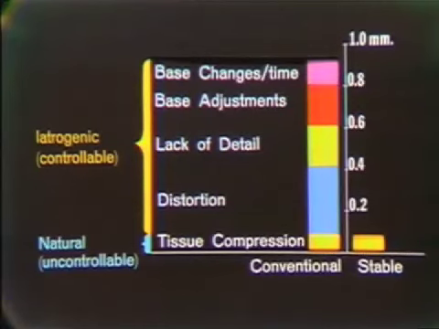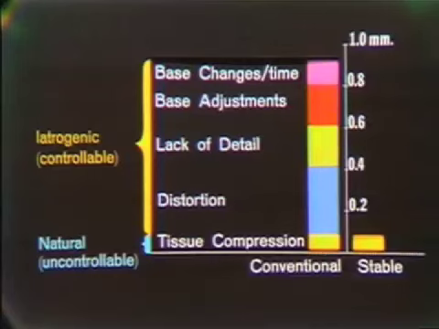We also could have base change over a period of time. In this procedure, we use a metal base which stays stable over a period of time. Acrylics used in base materials can change with time. So there are a number of factors that could contribute to this movement of a base. These I have termed iatrogenic, and these the dentist has control over.